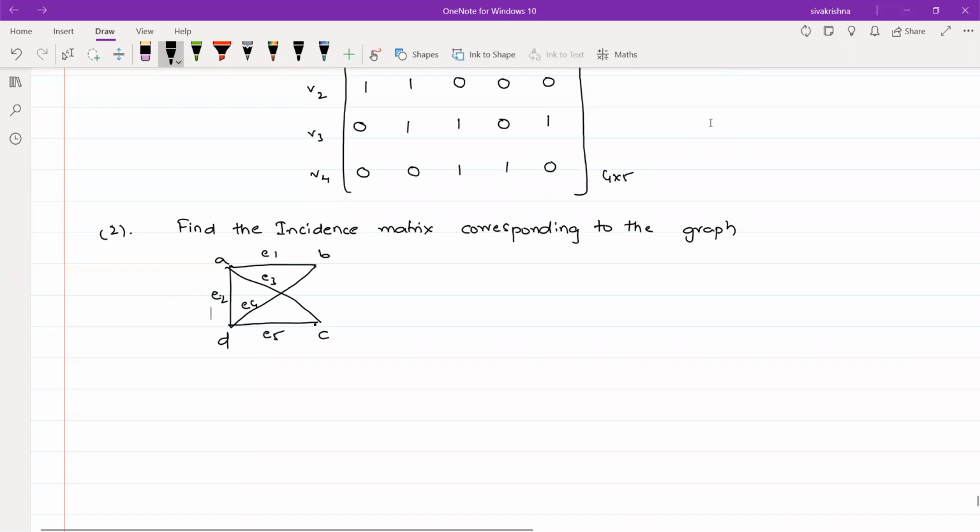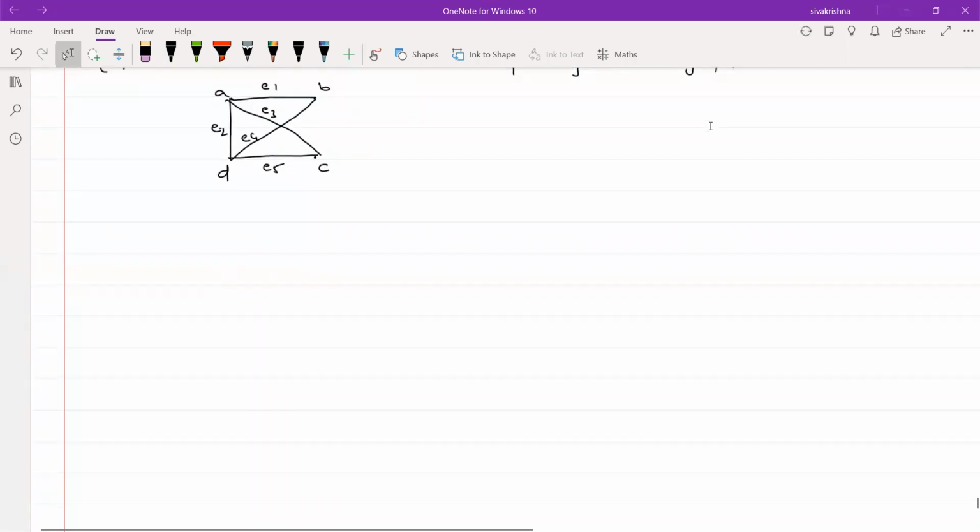So coming to the second problem: find the incident matrix corresponding to the graph. Of course, once again, this is an undirected graph. So now we have to find the incident matrix for this undirected graph. Once again, if you observe the given graph, there are 4 vertices and 5 edges which are labeled. Once again, we get a 4 by 5 incident matrix. Okay, so once again, I am writing the solution.